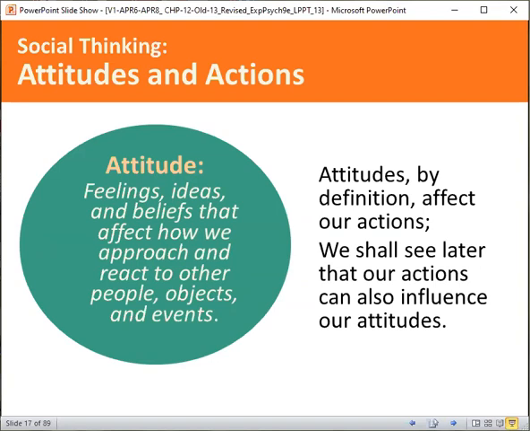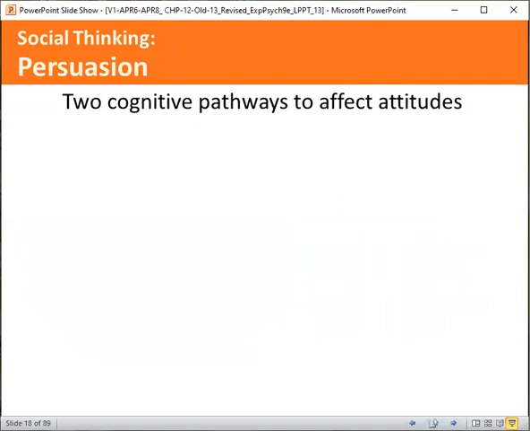All right, so let's look real quickly here at this key area of persuasion. Now, we try to persuade people often every day, okay? Even if you're trying to persuade your group of friends about where to go for lunch or what movie to go see, okay? But we always want to persuade them. So there are two cognitive pathways to affect attitudes, to persuade someone to change their attitude about something, all right?